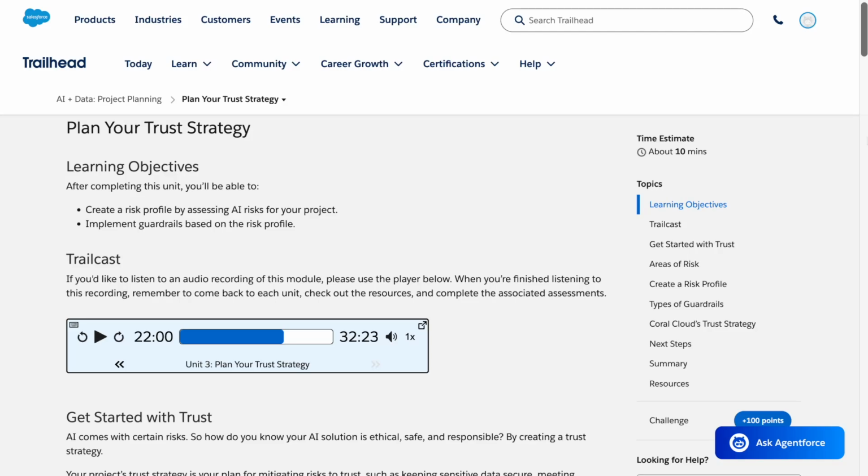Plan your trust strategy. Learning objectives. After completing this unit, you'll be able to create a risk profile by assessing AI risks for your project. Implement guardrails based on the risk profile.